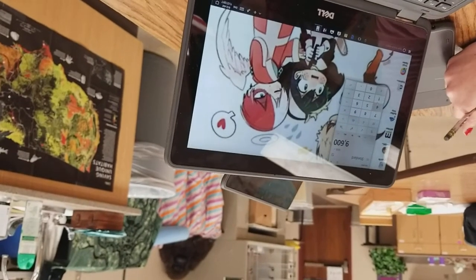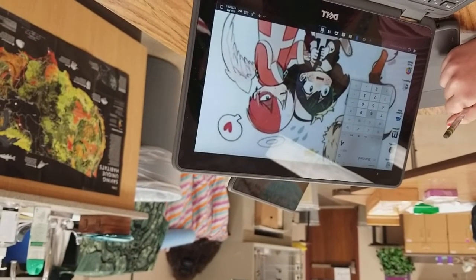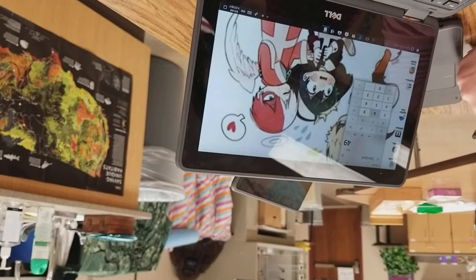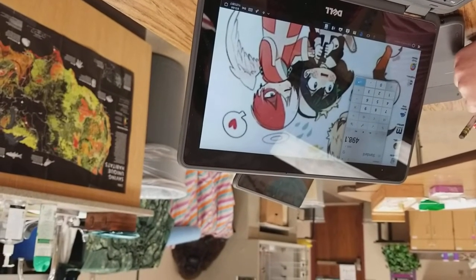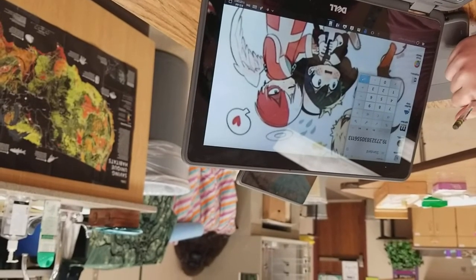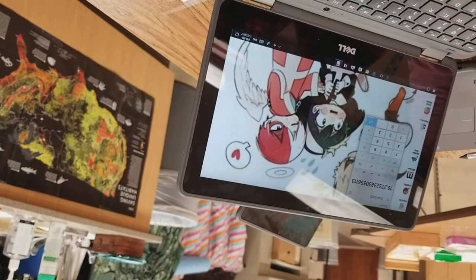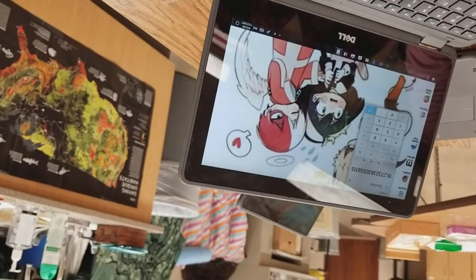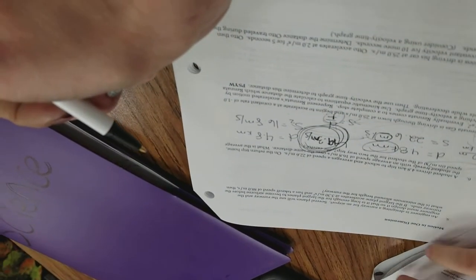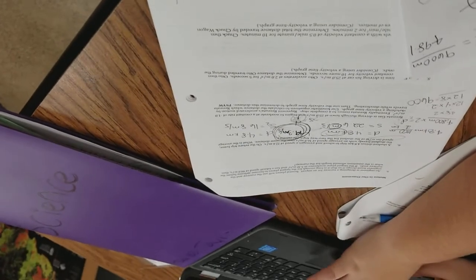9,600 divided by 498.1. 19.3. That's the average speed then? Yep. And then we're going to make sure that we include units, 19.3 meters per second. And something to show where the answer is. Cool beans.